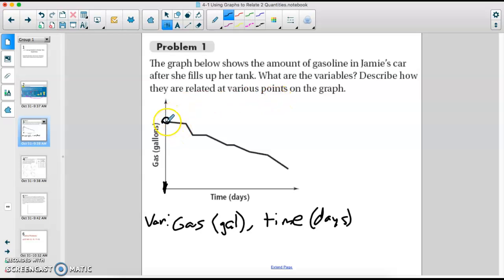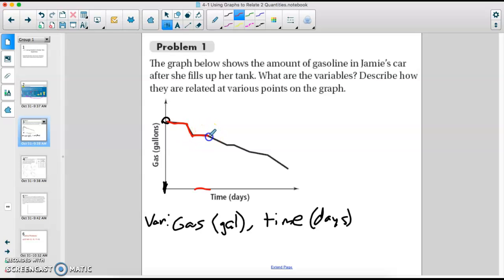Well, if we see here, she fills up and then she drives for a little bit, so her tank goes down a little bit, and then her tank really goes down. So she must have really used her car a lot that day. Maybe for this day she didn't use it a ton, but just a little bit. Then all of a sudden it stalls out and it just goes flat. What does that mean? Well, it means that she probably didn't drive her car this day. So for this period of time, she didn't use any gas. It just stayed constant.